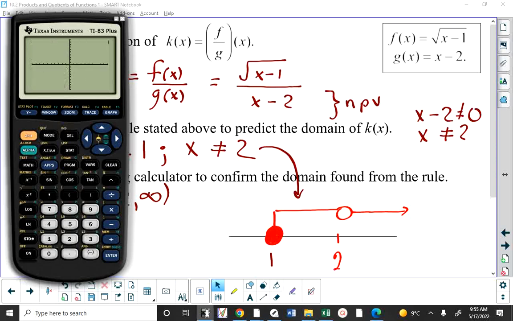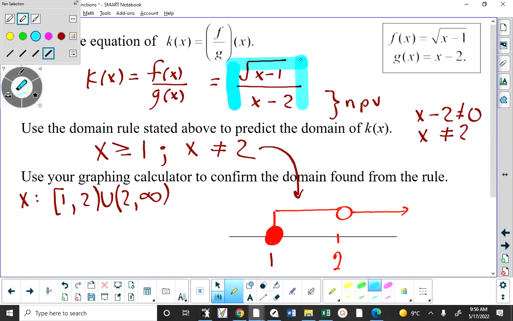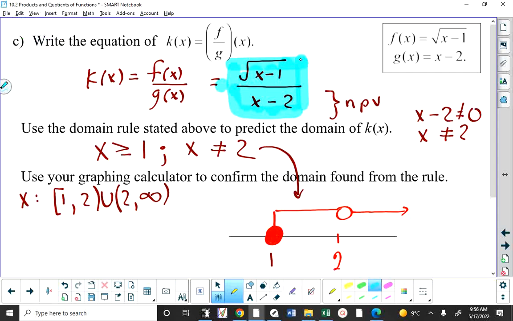I'll go zoom 6 again. Oh, well, there's an asymptote there, which makes sense, everybody, because look at this function. There's a factor on the bottom. It's not a rational function because of the square root. But there's a factor on the bottom that does not cancel. Oh, so that non-permissible value is an asymptote.